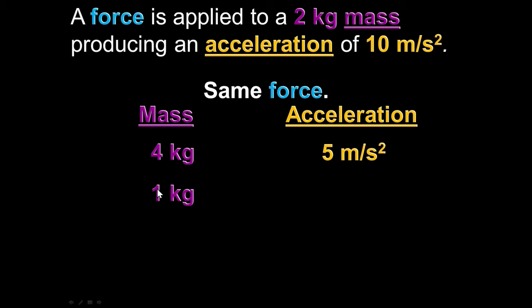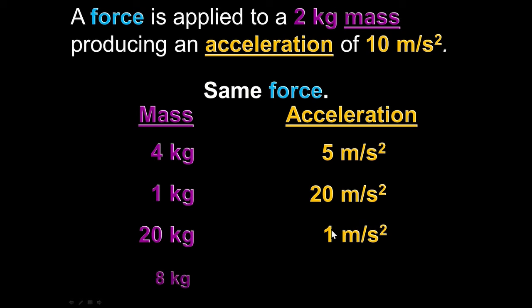The same amount of force applied to 1 kilogram of mass. So the mass dropped from 2 to 1. The mass got to be half as much, so the acceleration would be twice as much. And then here the mass became 10 times as much, so the acceleration would be 1/10 as much. And here the mass became 4 times as big, so the acceleration would be 1/4 as much.